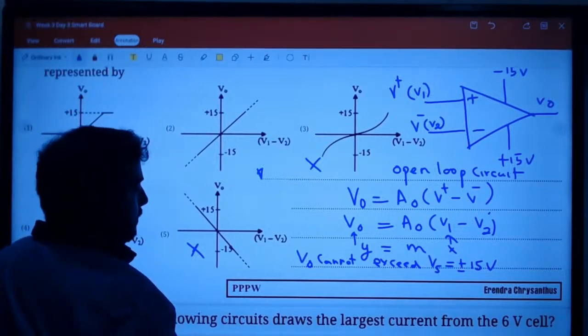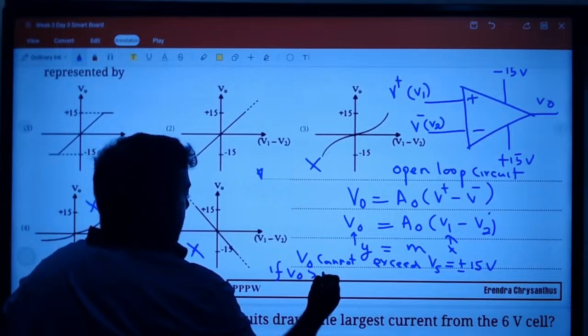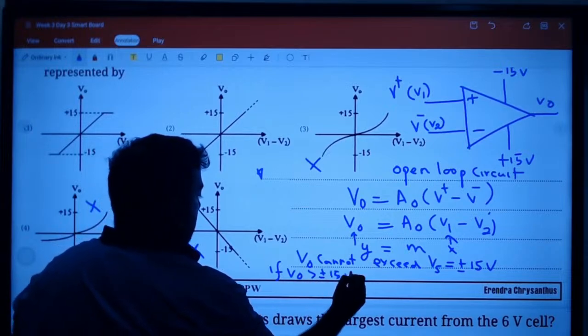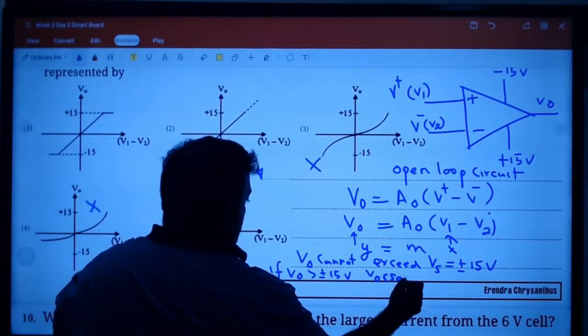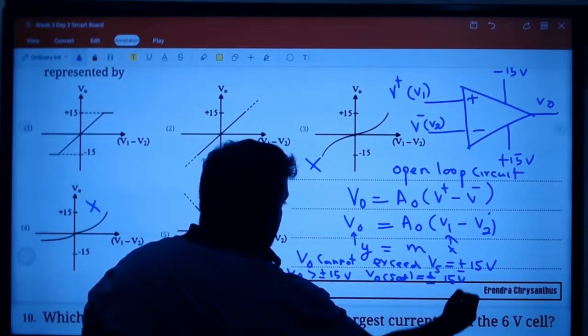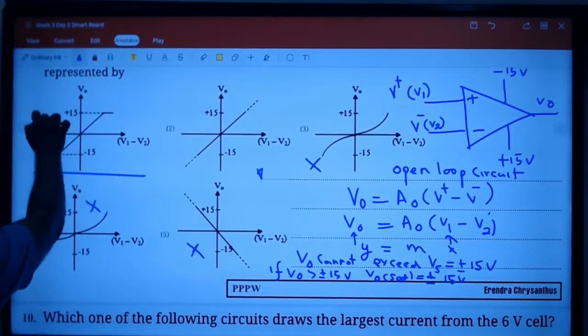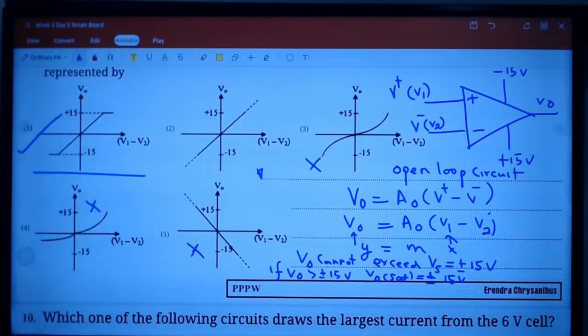That's the whole idea. If the output voltage is greater than plus or minus 50, the output will saturate, that means become constant at plus or minus 50. Nothing can exceed the supply. So the saturation graph is only here. The correct answer is answer number 1.